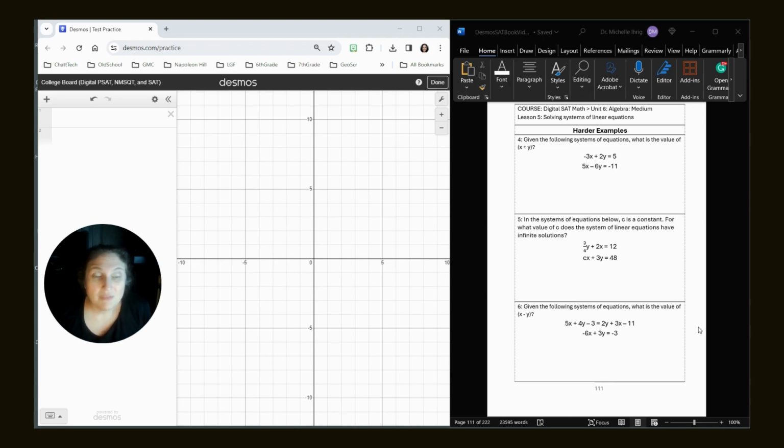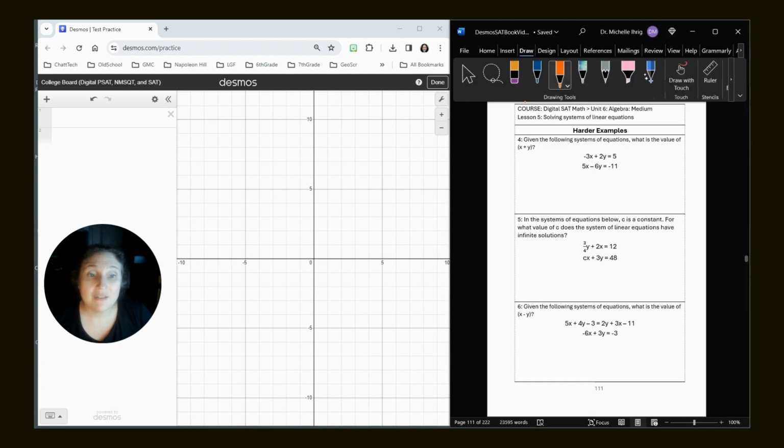Given the following system of equations, what is the value of x plus y? So we're first going to have to get a coordinate, and then we're going to add it up. So the x plus y really of the solution.